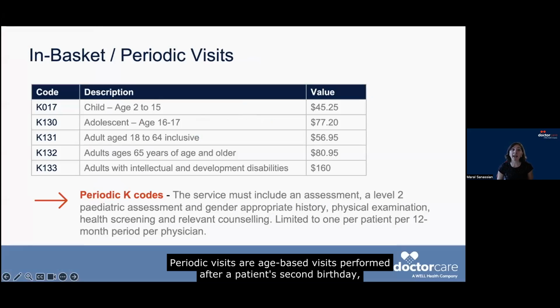Periodic visits are age-based visits performed after a patient's second birthday, rendered to patients that present no apparent acute physical or mental illness. There are specific K codes that can be billed depending on the age of the patient for periodic visits. The service must include an intermediate assessment, a level 2 pediatric assessment, or a partial assessment focusing on age and gender appropriate history, physical examination, health screening, and relevant counseling. Please note that periodic health visit is limited to one per patient per 12-month period per physician.